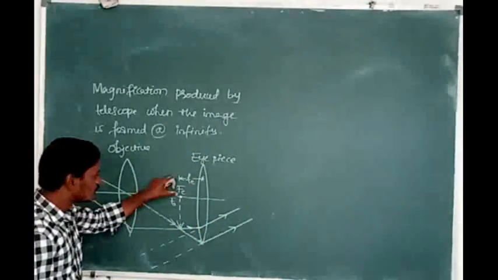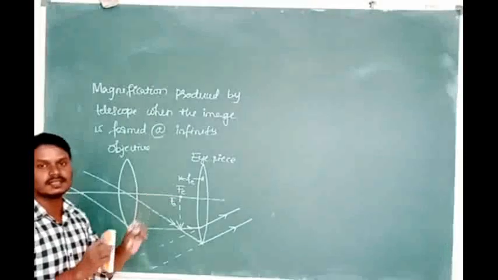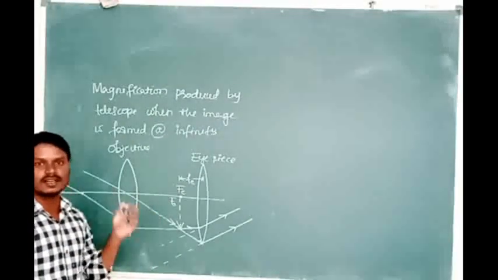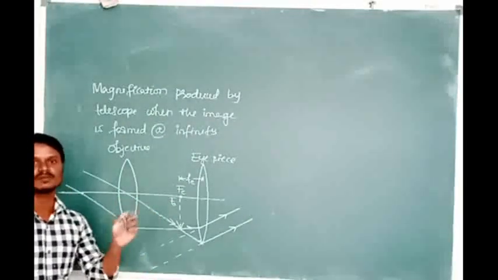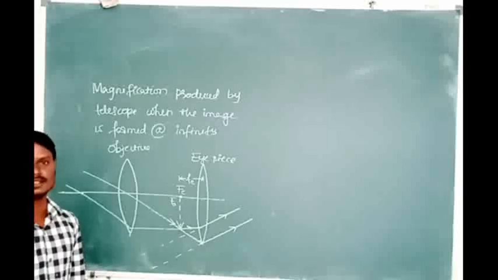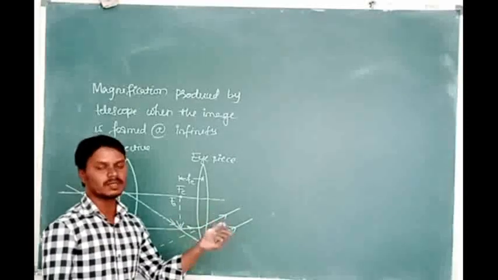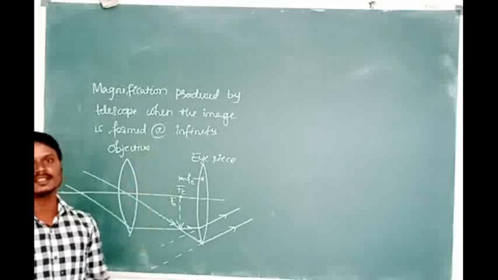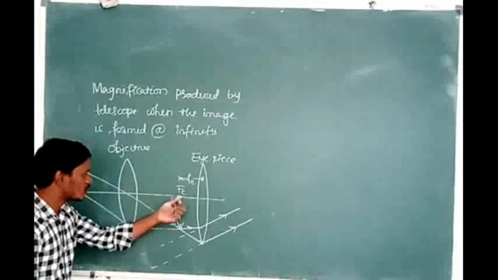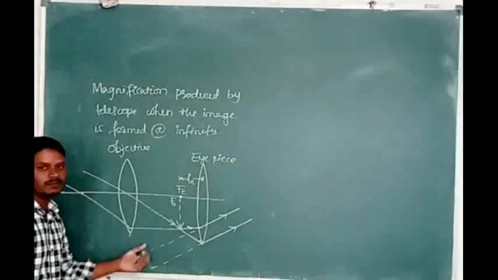Whenever the object is at principal focus, its image should be formed at infinity. We already discussed this in the case of formation of image by a convex lens. When the object is at principal focus, then its image is formed at infinity. Then its final image is formed at infinity here.